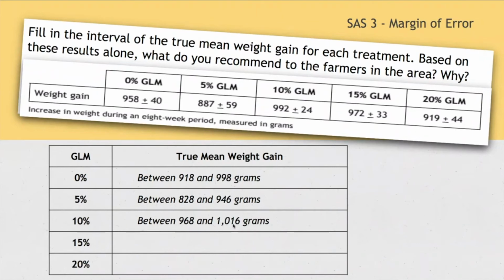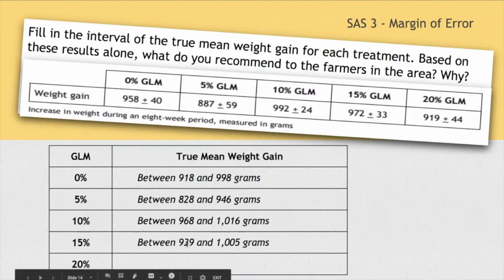It would result in the highest average weight gain. And then 939 to 1,005, a little bit lower than the 10%. As you can see, the lowest in the 10% is 968, which is above the lowest in the 15%. Still below the highest in both. It's actually above 5% highest, so it would remain probably your best choice.